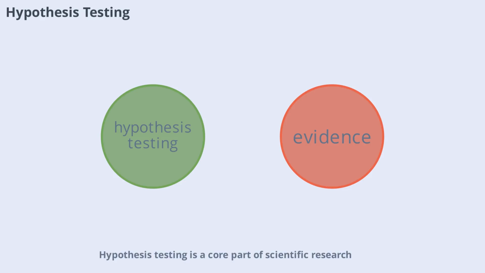Hypothesis testing is a core part of scientific research. Researchers start with a question, collect data, and use statistical tests to decide if their hypothesis is supported. This process helps ensure that scientific claims are backed by evidence, not just speculation.